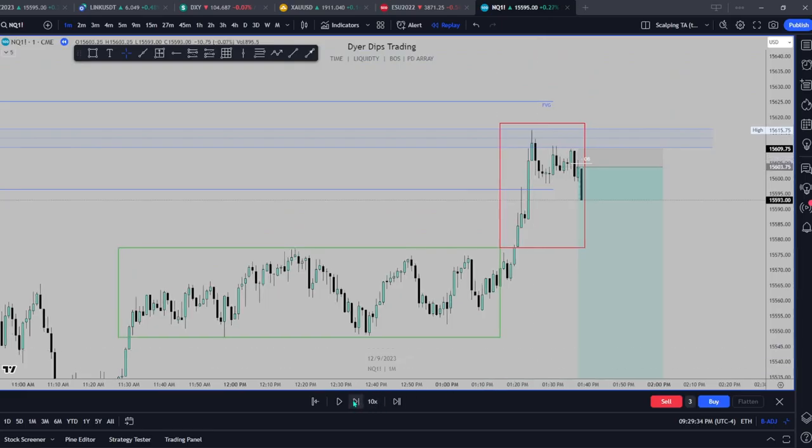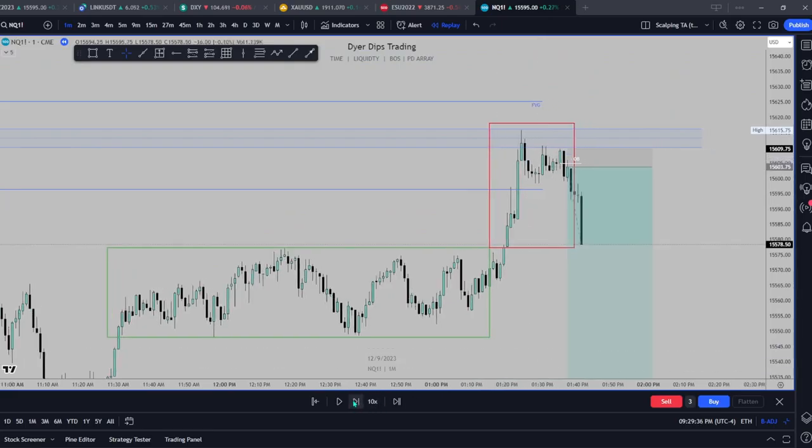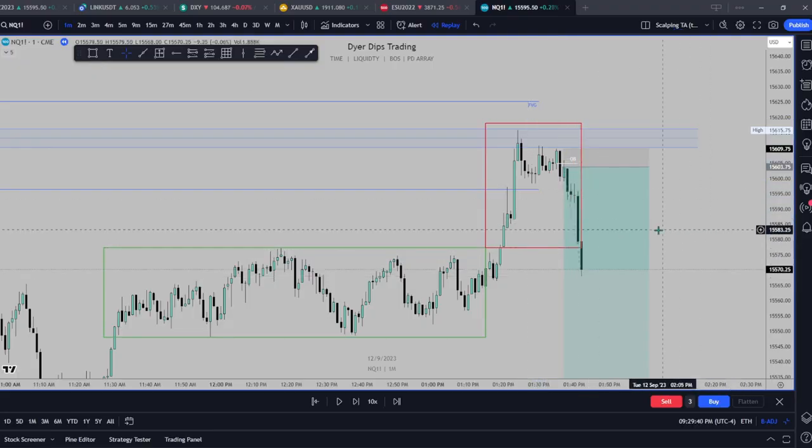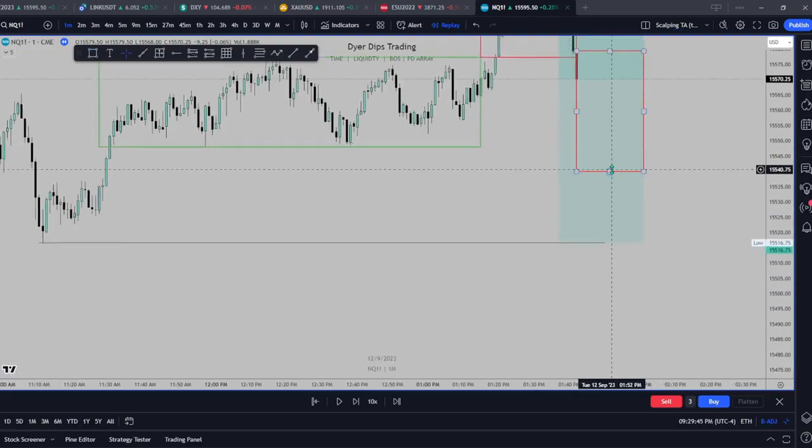So what do we end up getting here? We get a nice little sell-off here, and now we can really confirm that this was our manipulation leg up here, and we're likely to enter into our distribution leg, which should bring us down to here.